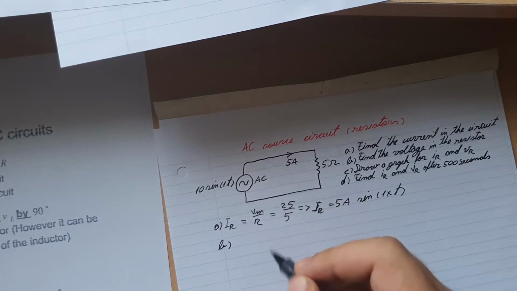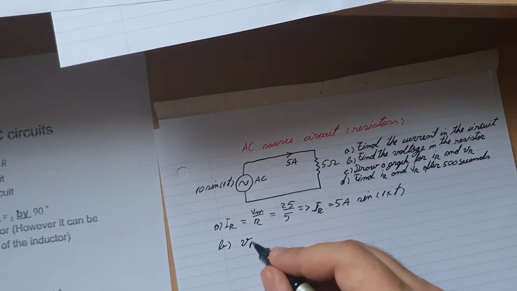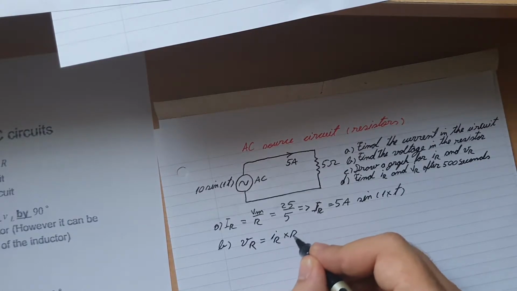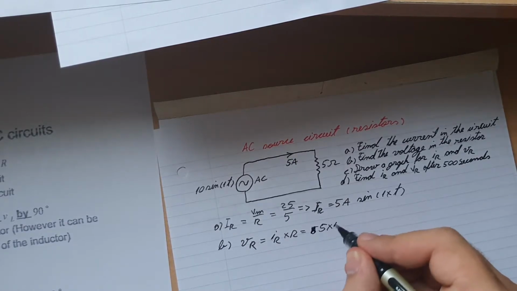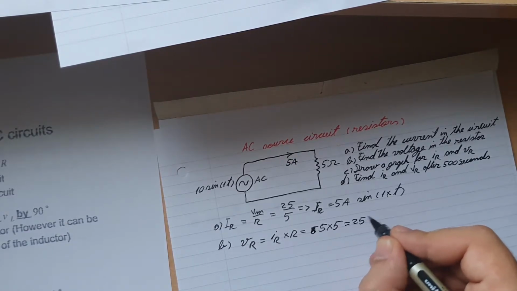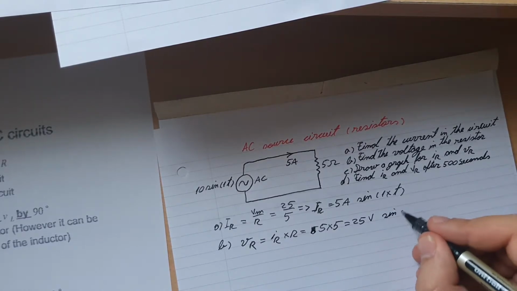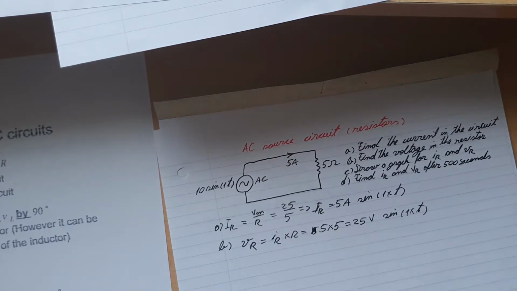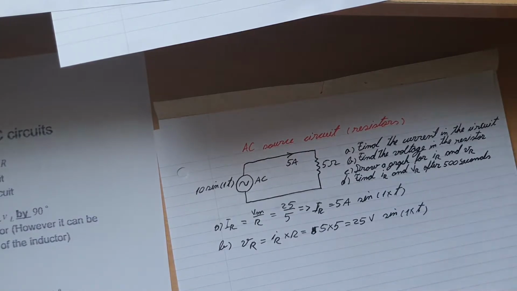B asks us to find the voltage at the resistor. So VR, well, of course it will be IR multiplied by R, and that will simply be, sorry about the writing, 5 times 5, which is 25 volts. That's pretty simple and self-explanatory, and again it will be sine 1 times t, because again it's only one resistor. Then draw the graph for IR and VR.